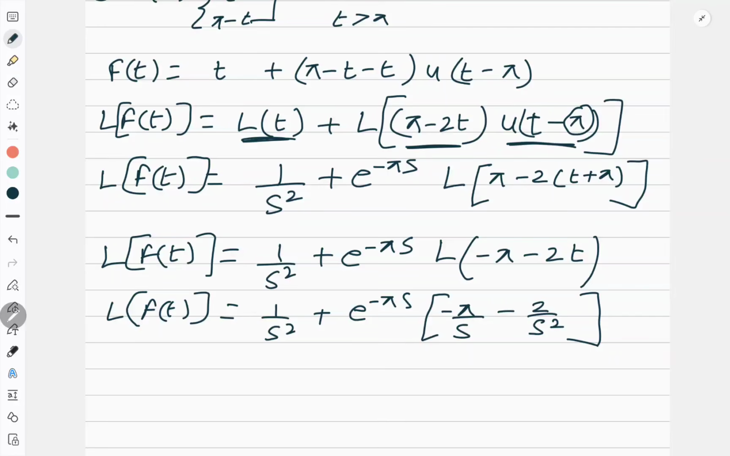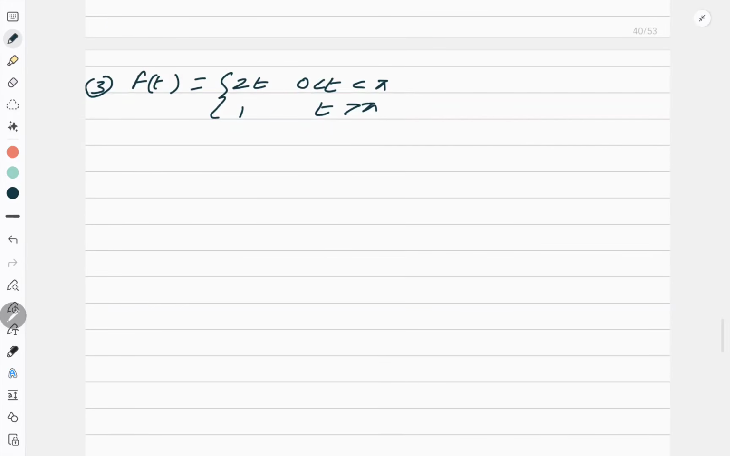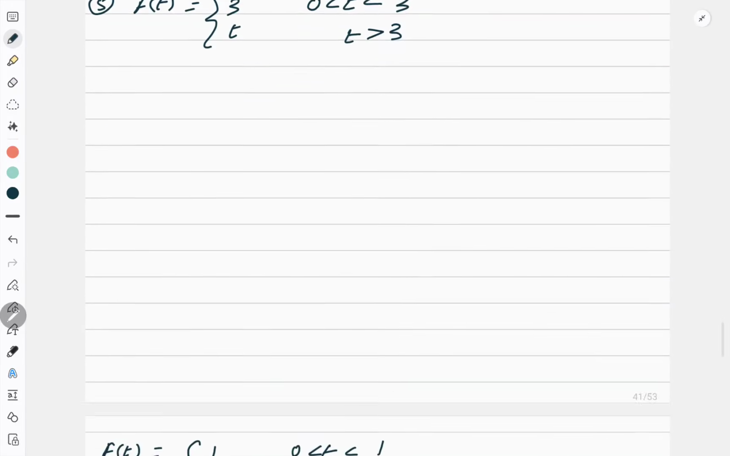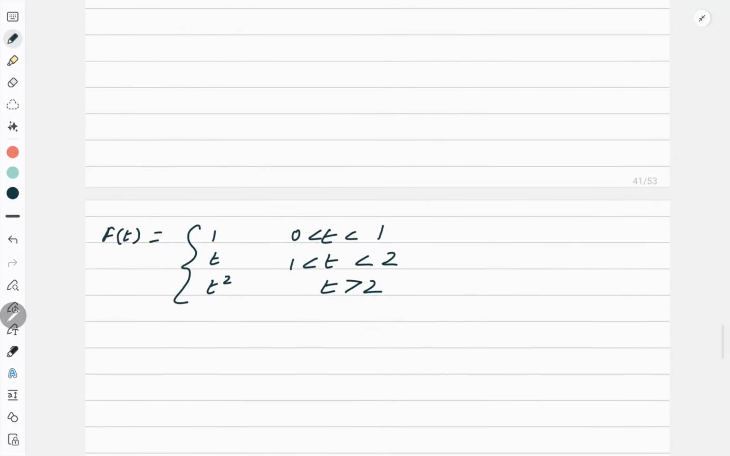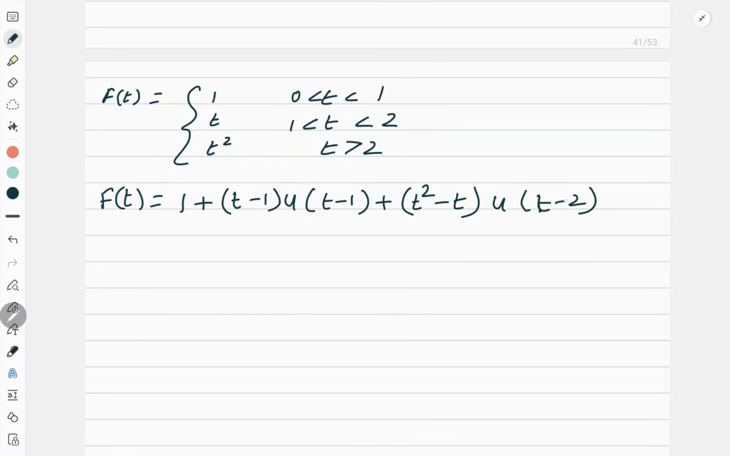So this is how you have to do the questions. Okay. Let's move to the next question. Okay, this is very easy. You can do it directly. So I'll skip this question. This is also a very small question. So please try both the questions. Now let us do this three functions question. So f t is equal to 1 plus t minus 1 u of t minus 1 plus t square minus t u of t minus 2.